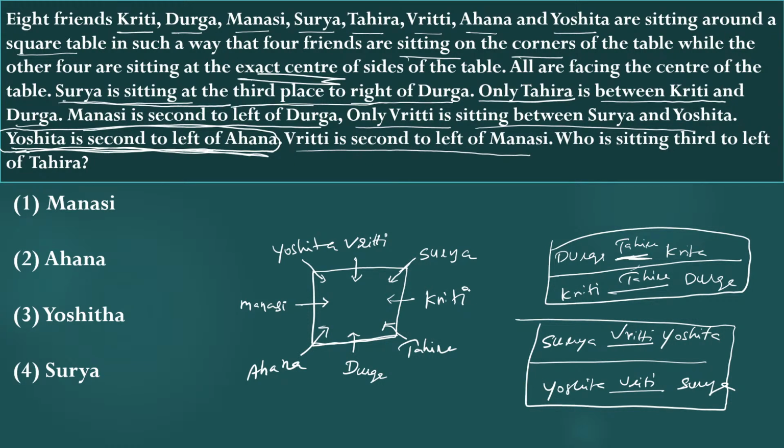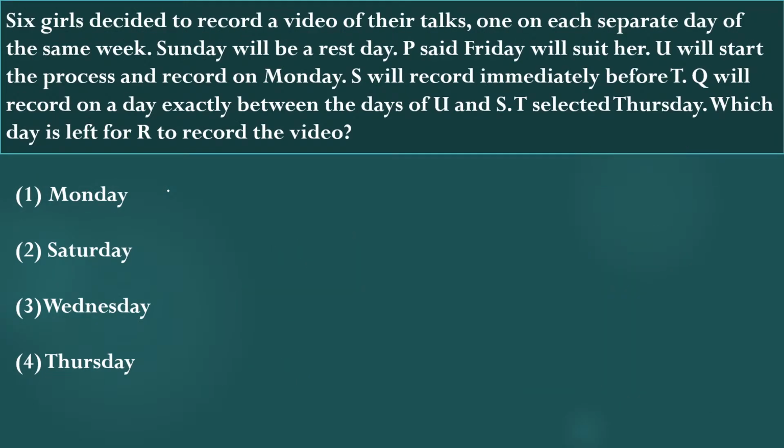See here, what is the question? Who is sitting third to the left of Tahira? So here Tahira is there. In the first left Durga is there, second left Ahana is there, third left Manasi is there. So Manasi is sitting third to the left of Tahira. So option 1 is correct. Okay, right. So I hope this question is understood. Next question.